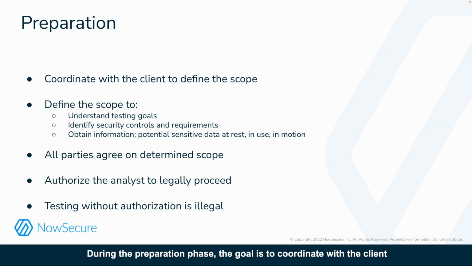During the preparation phase, the goal is to coordinate with the client to define the scope of the engagement. Defining the scope allows the analyst to understand the testing goals of the organization, identify applicable security controls and requirements, as well as obtain information regarding sensitive data used or stored by the application. This data can be stored on the device or traverse the device or network. These states are otherwise known as data at rest or data in motion, as discussed in a previous module.